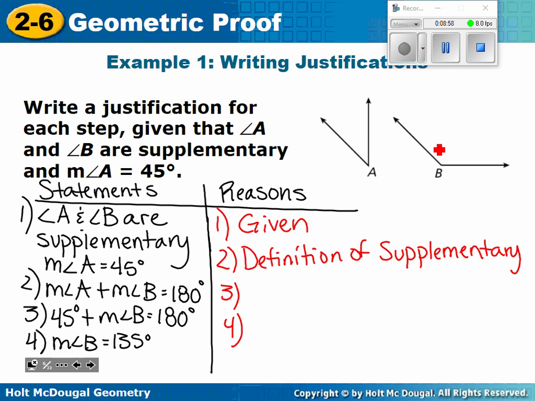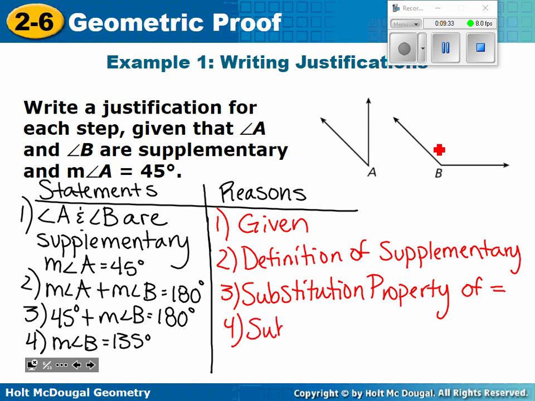All right, so then look what they did to get from step 2 to step 3, and keep in mind they may have used something from step 1. They substituted. They said that if A is equal to 45, I can replace just this part of the left side with 45 degrees. So this would be substitution property of equality. Okay, make sure you're putting that. Then you're going to look at step 3 and ask yourself, how do they get to step 4? Good, they just subtracted 45 degrees to the other side. So this is subtraction property of equality.